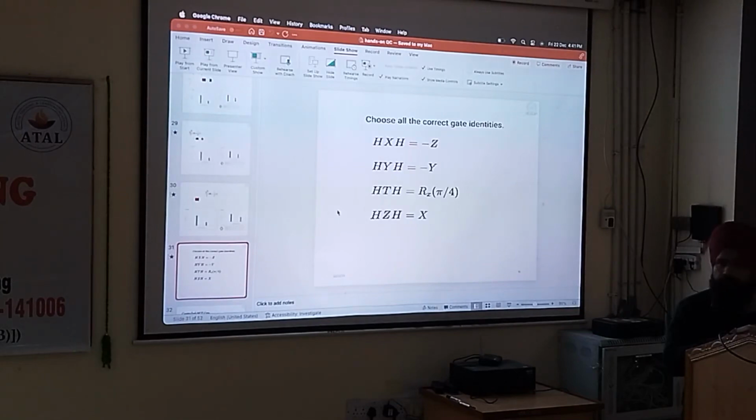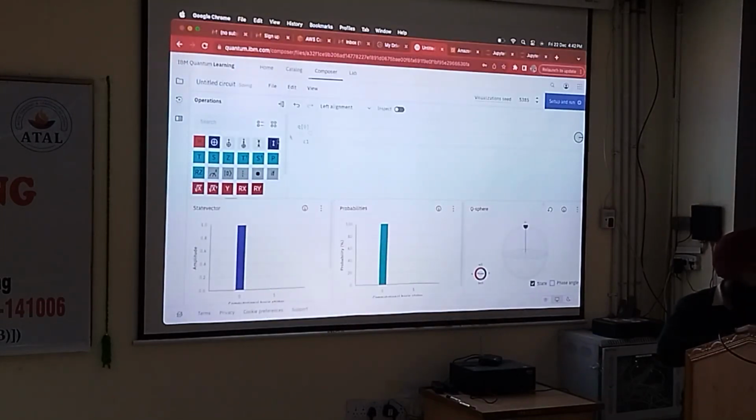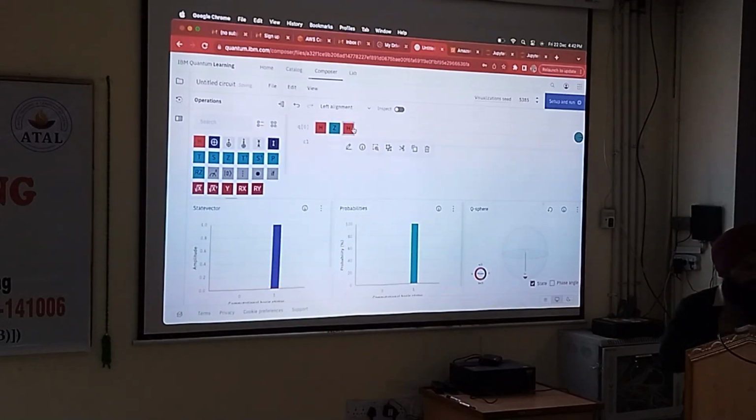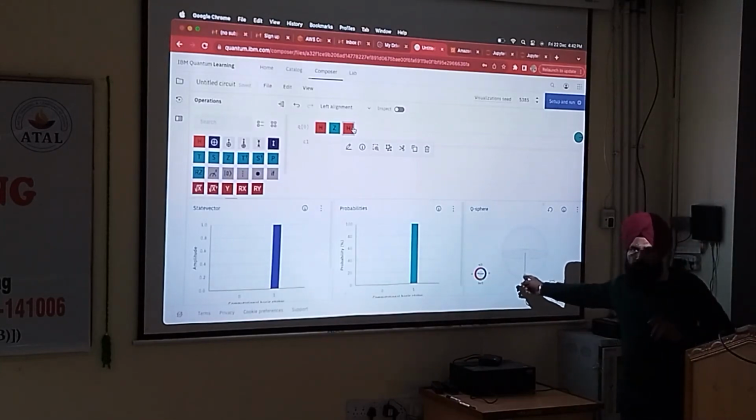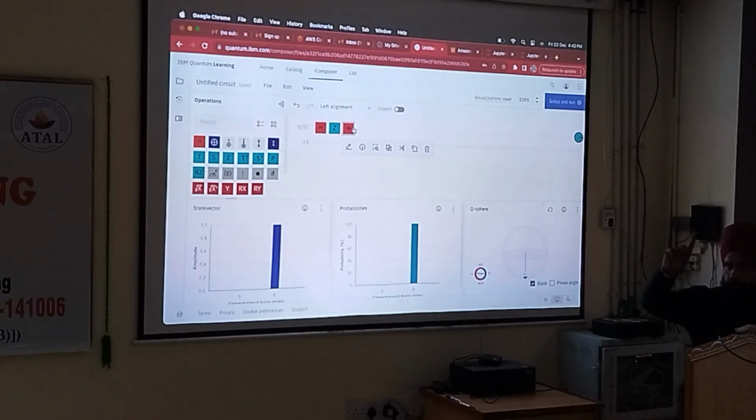The next is HZH. What Z did is convert the phase. Only one. With converting the phase. Actually when the first Hadamard works, it converts into superposition, that is 0 plus 1. When that is there, they are converting with the number minus to 1 plus.